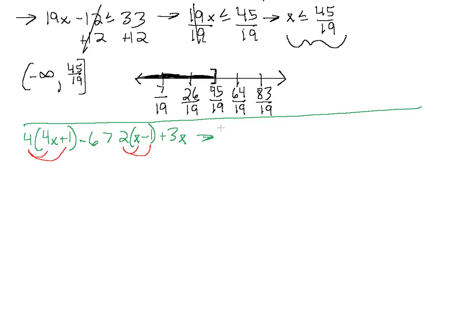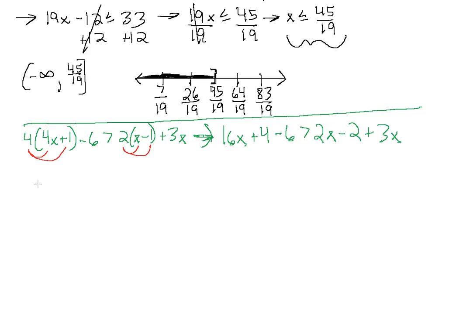We get 4 times 4x. That's an ugly arrow. 4 times 4x is 16x. We got 4 times 1, which is plus 4. We have our minus 6 is greater than 2 times x is 2x. 2 times minus 1 is minus 2. We have our plus 3x.